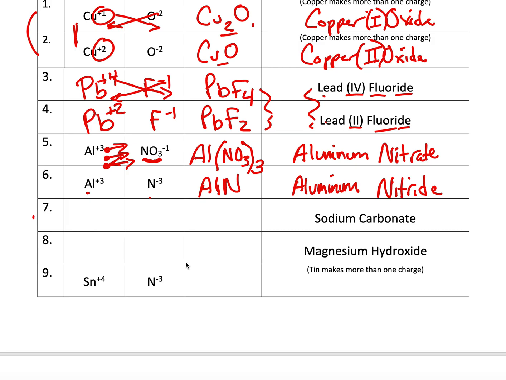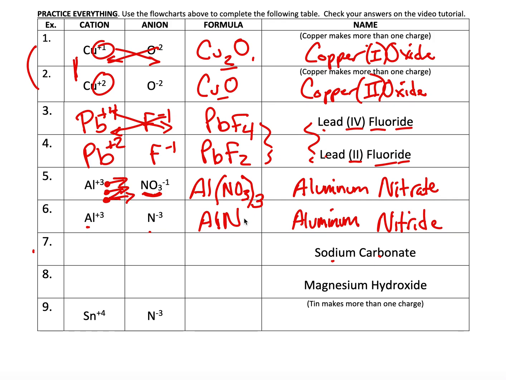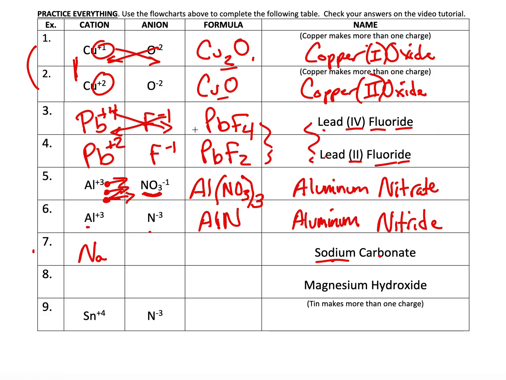All right, number 7. We have sodium carbonate. If you don't have the cation and the anion or the charges, you have to write them down first. You can't do this without it. So sodium, hopefully you know sodium is Na. What's the charge? Well, you got to look at the periodic table. There's nothing in the box, so we have to look up, +1. So sodium makes +1. Carbonate.